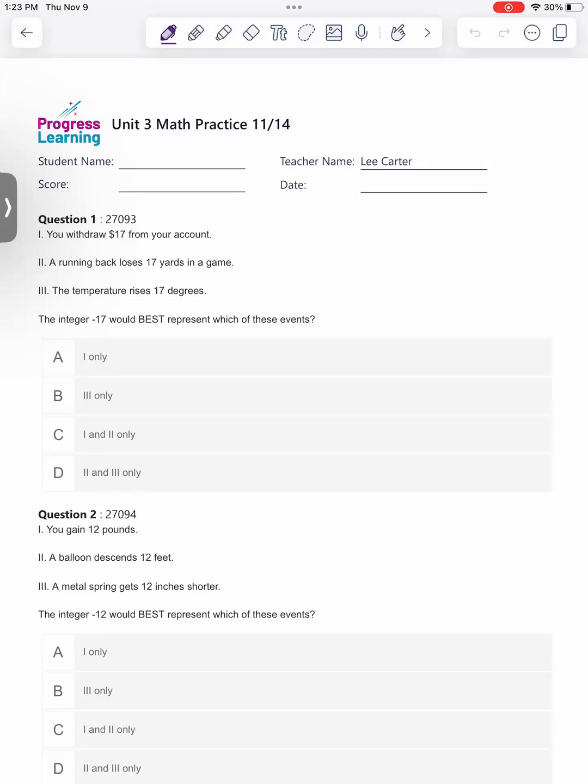Okay, first one: you withdraw $17 from your account, a running back loses 17 yards in the game, and the temperature rises 17 degrees. Which of these events does the integer -17 best represent? All right, so on this one, let's look through and see if each one of them is -17 or not. Okay, withdraw $17? Yes. Running back loses 17 yards? Yes. Temperature rises 17 degrees? No. So we need number 1 and 2.